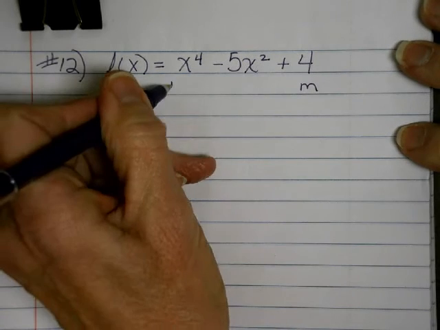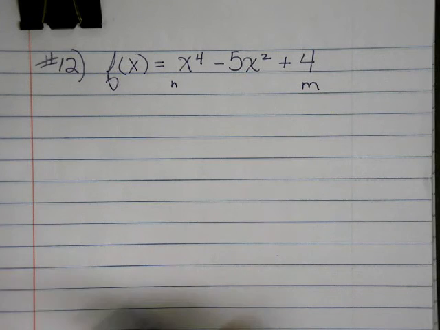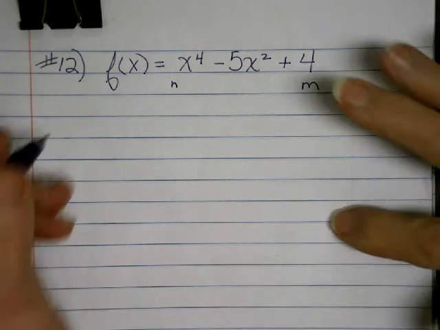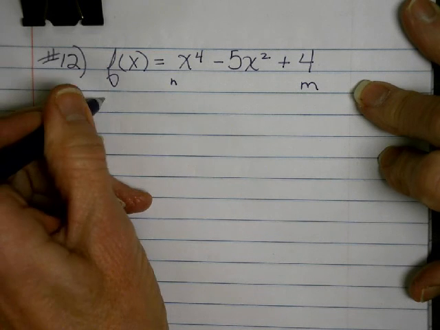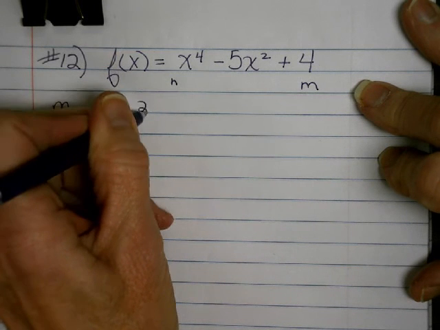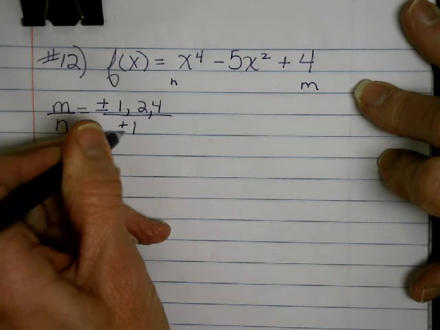I'm going to show you that one for these notes, and then I can show you the shortcut if you want it, you know what it is. Otherwise, m and n's just as fast. M over n is positive and negative 1, 2, and 4. So not too many choices. Over positive and negative 1.